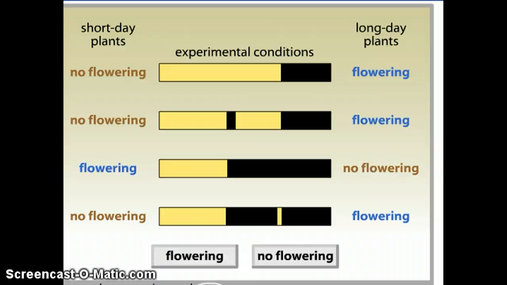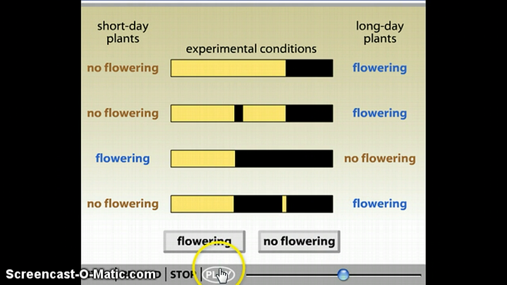Okay, so from here you can see that again, to have flowering occur for a short day plant, you have to have the long period of darkness that's not interrupted. So this is the only one that would result in flowering. Whereas long day plants are the opposite, where they cannot exceed a certain amount of darkness. So if it's here, it's a short amount. If it's here, it's a short amount. And even if we break it up, we can have flowering.